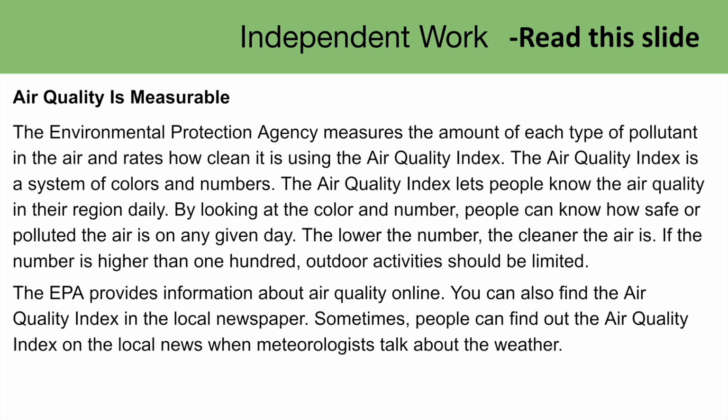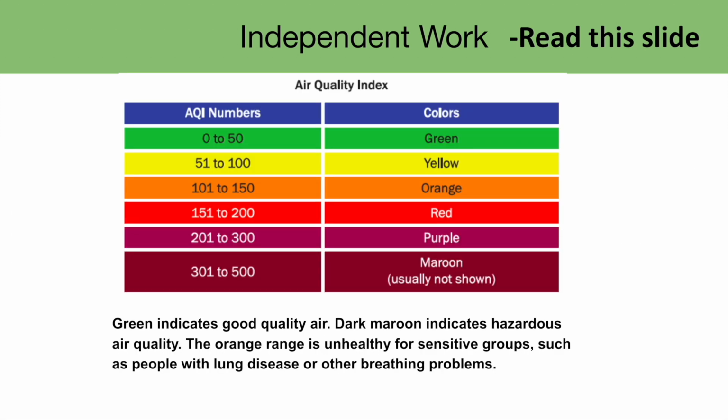If the number is higher than 100, outdoor activities should be limited. The EPA provides information about air quality online. You can also find the air quality index in the local newspaper. Sometimes people can find out the air quality index on the local news when meteorologists talk about the weather.